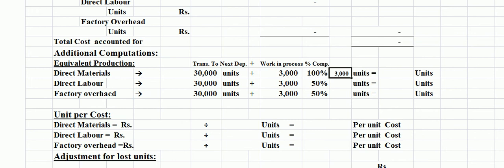Now we copy it. This is the units complete and still in process inventory. Now we add both the values here, completed units plus units still in process inventory, as condition form. Now we copy it here.